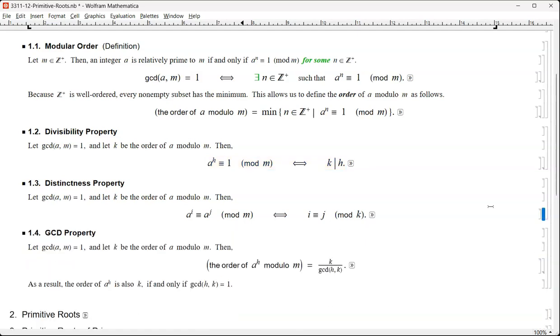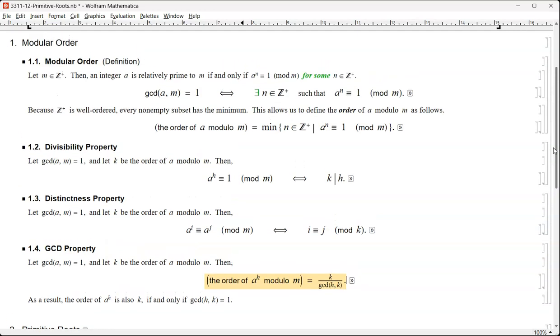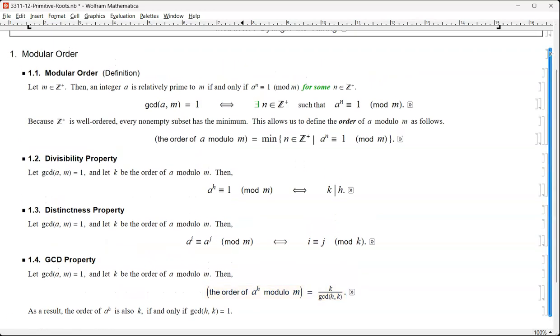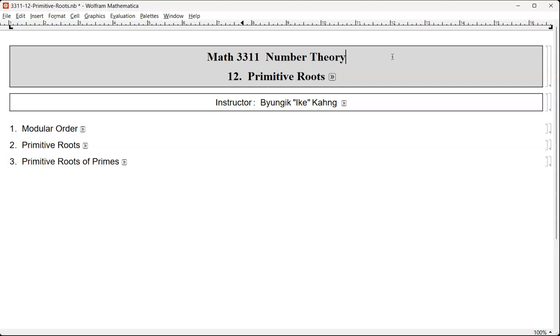So we went through the divisibility and distinctness properties. As for the GCD property, that's trickier, so let's talk about it in the next video. For now, that's about it for section 1, modular order.